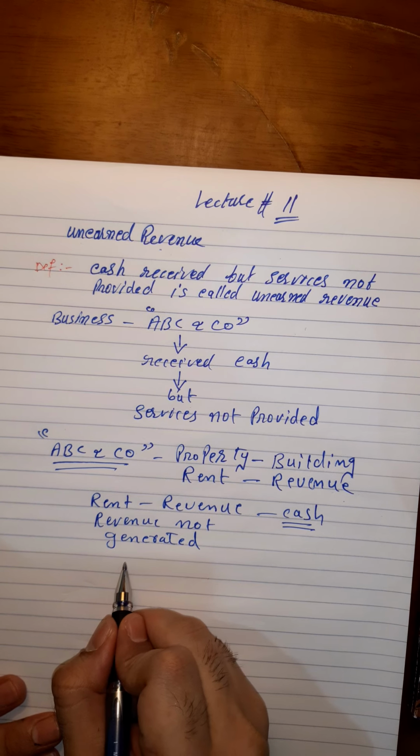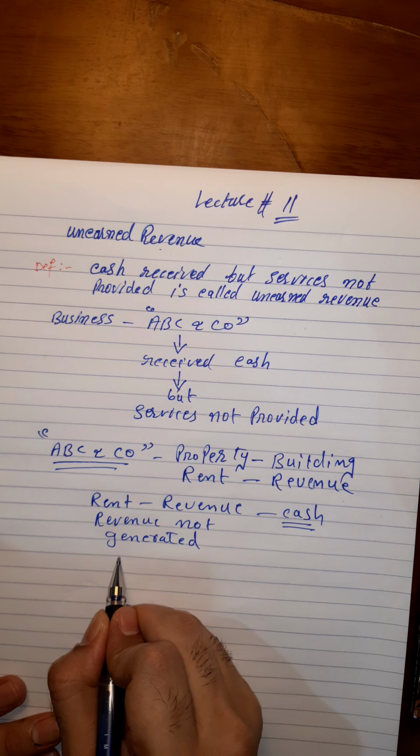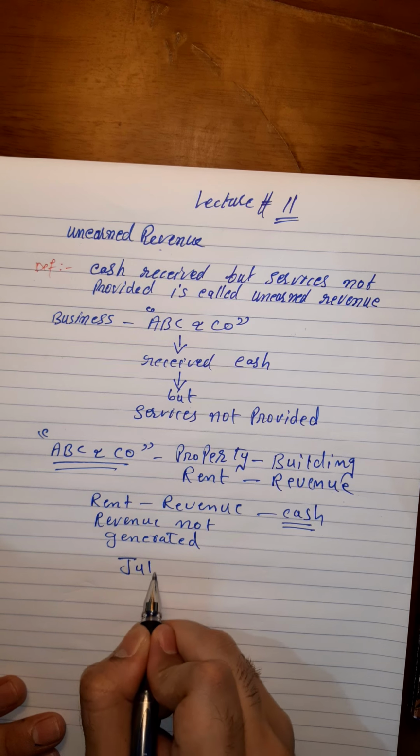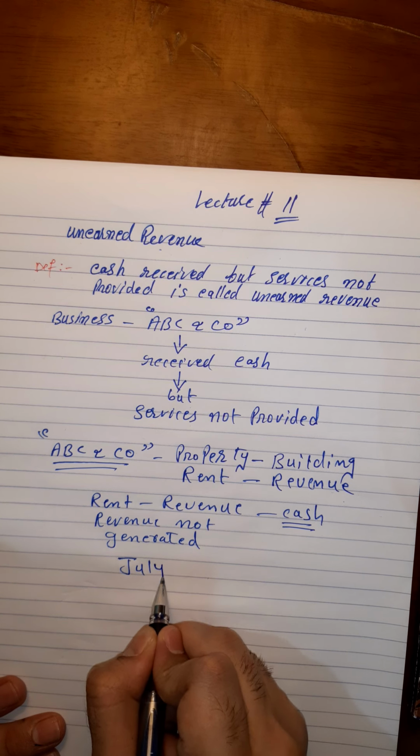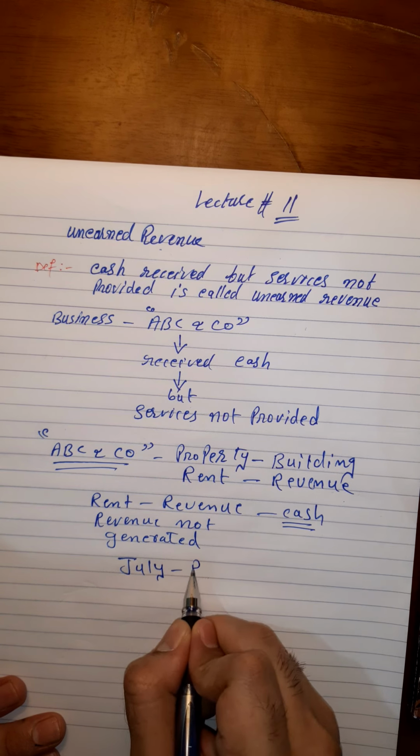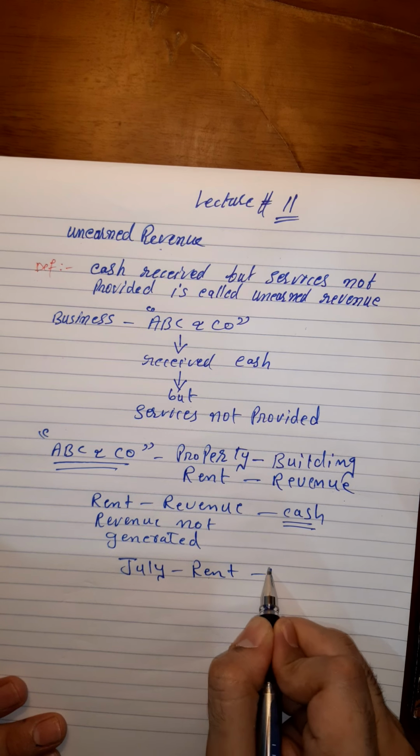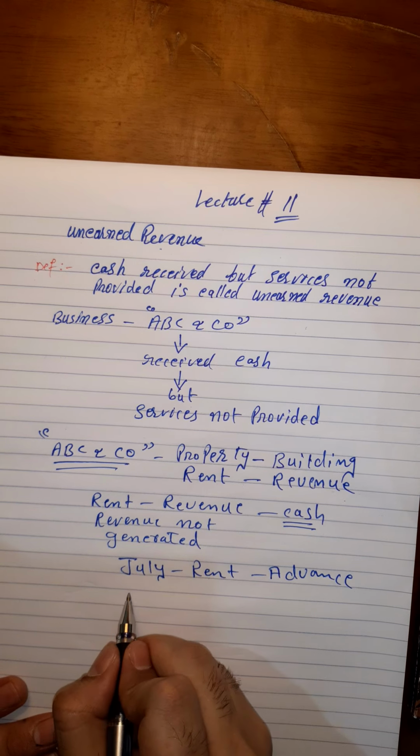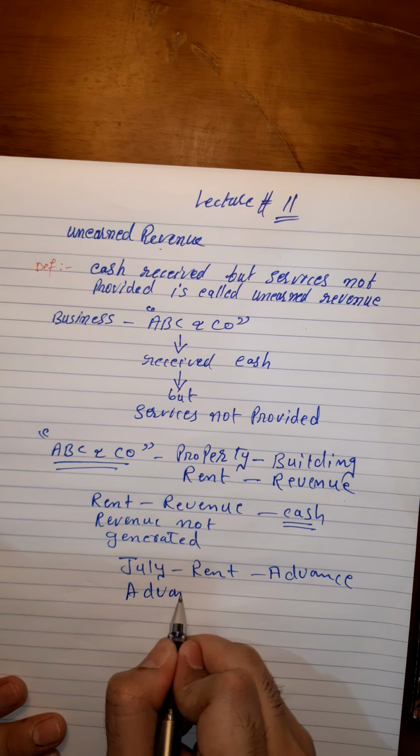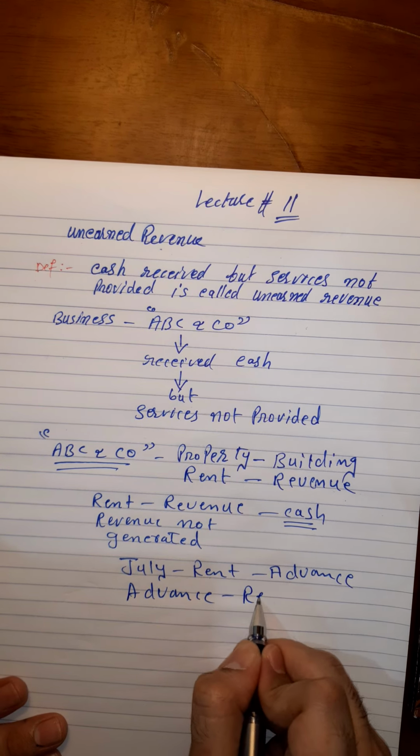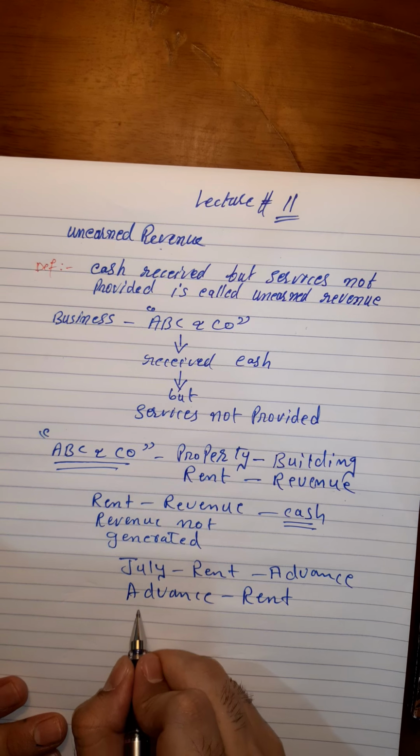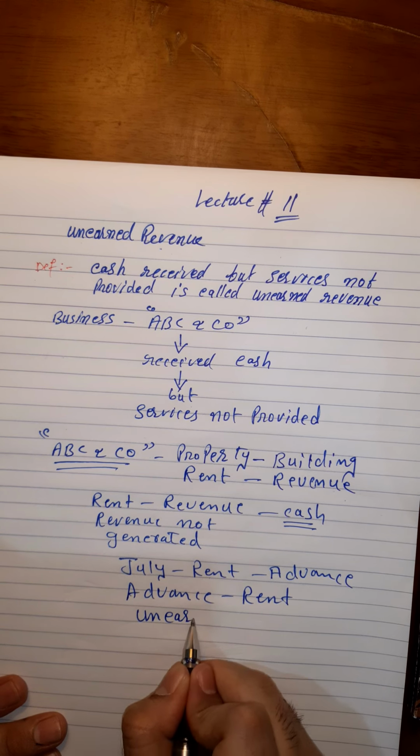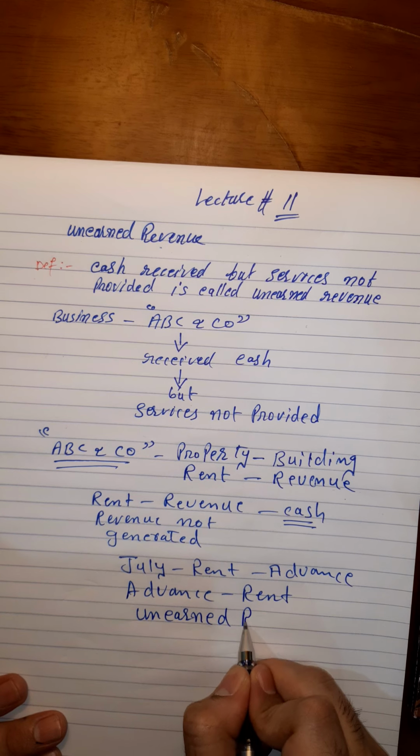For example, we receive July rent in advance. Rent is our unearned revenue.